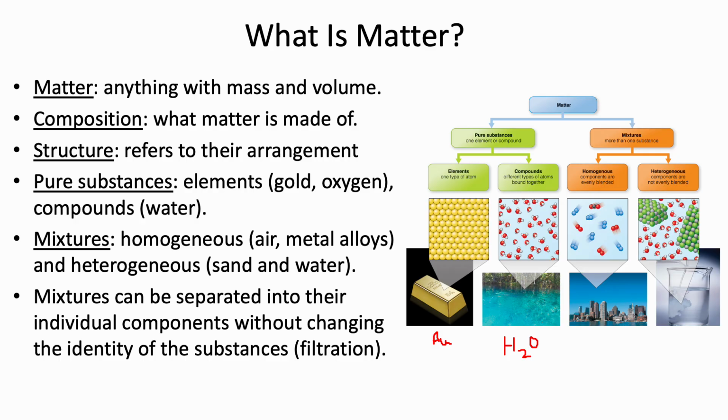On the other hand, heterogeneous mixtures don't mix well. You'll see them immediately crashing out of the solution. For example, putting sand in water, or in this case, the green atoms is chlorine. So if you put chlorine in water, you can see that it precipitates out, and that's why it's called a heterogeneous mixture.